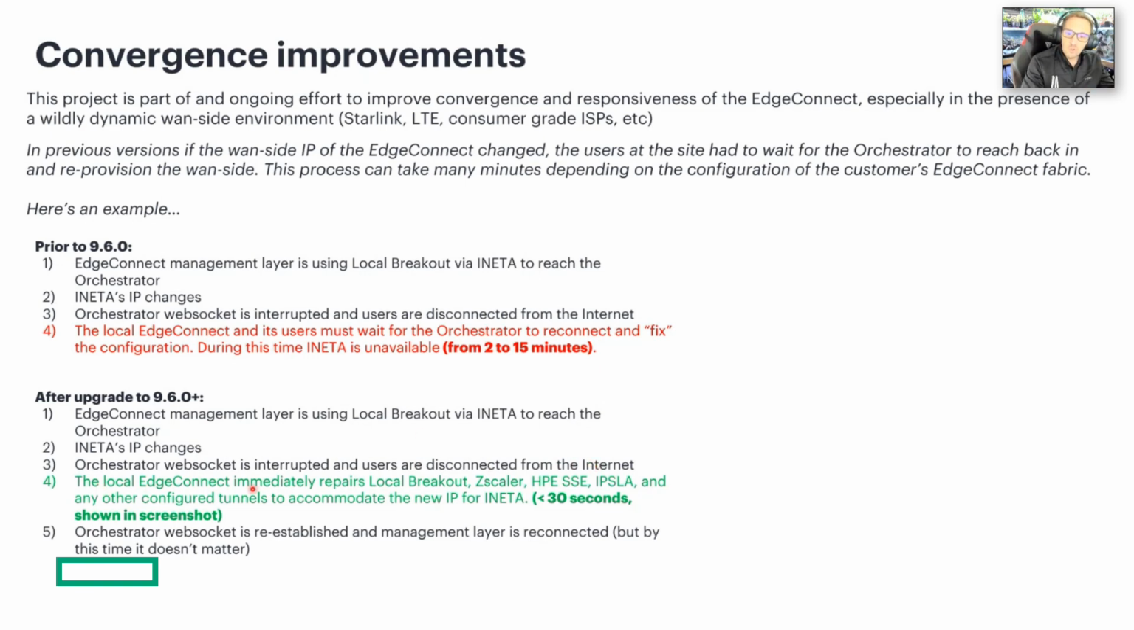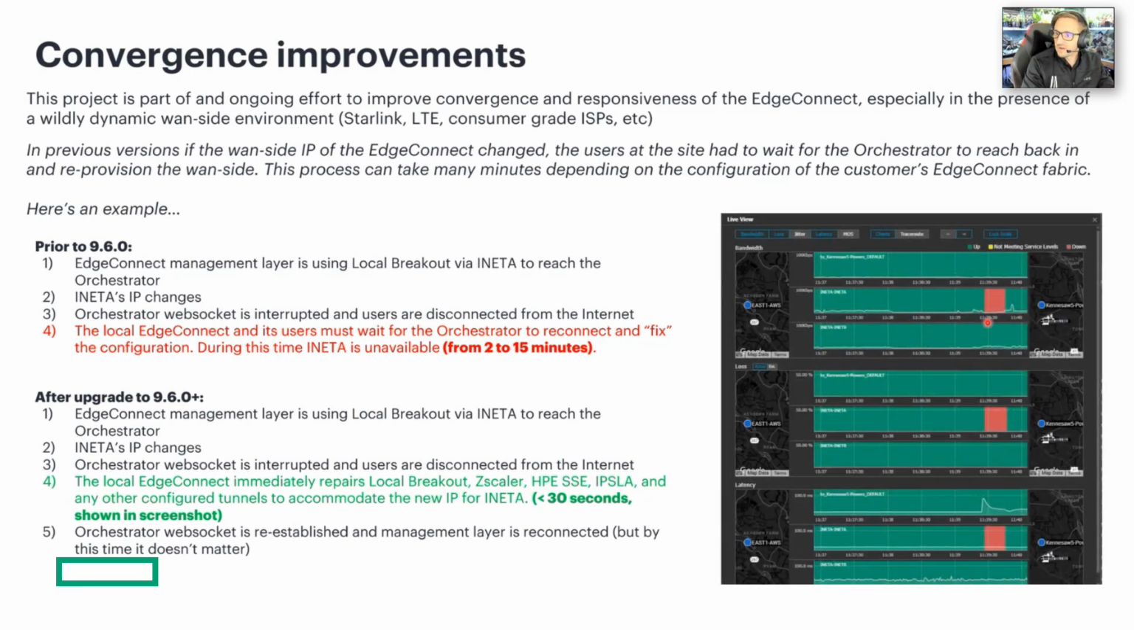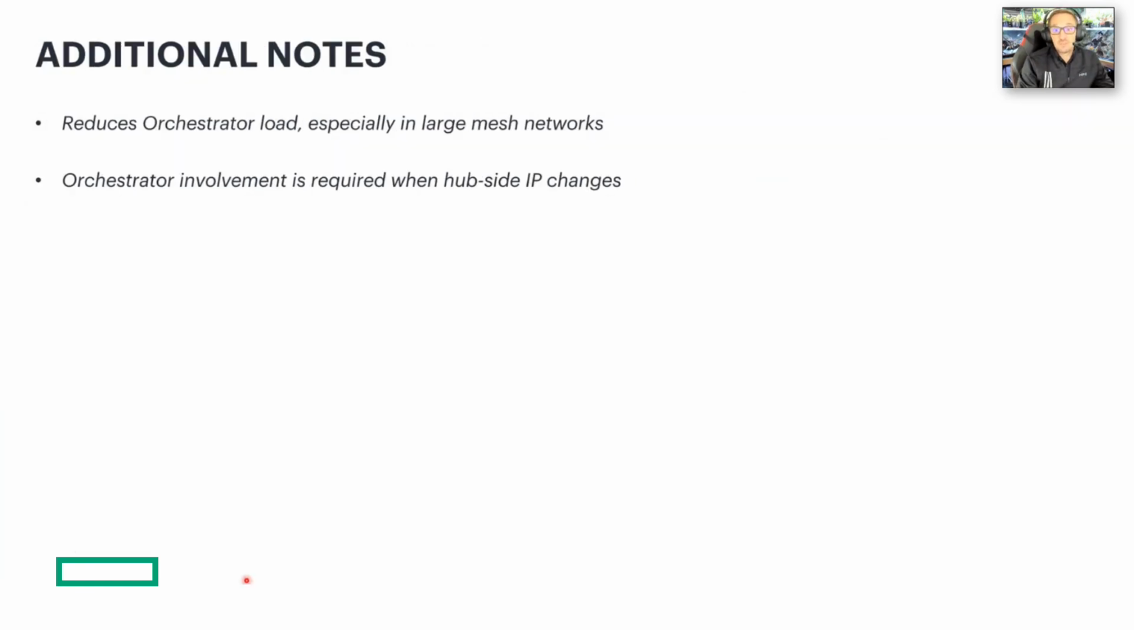But the local EdgeConnect will immediately repair all of the pass-through tunnel artifacts. It will fix local breakout, Zscaler, IP SLAs. It'll do all of this stuff. And what you'll get is what you see on the right over here, about 20 seconds. Even if the EdgeConnect can't reach the orchestrator, it will self-heal and it will correct and fix these things for you. Okay, additional notes. This actually has the side effect of reducing orchestrator load because the orchestrator has to do less.